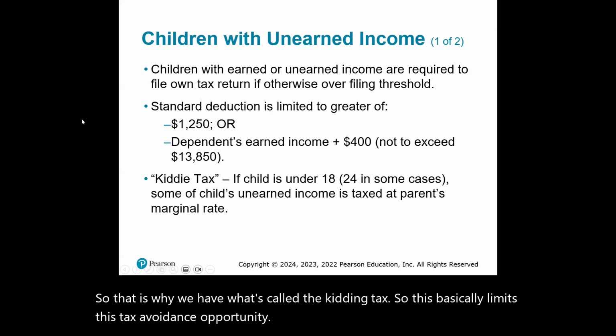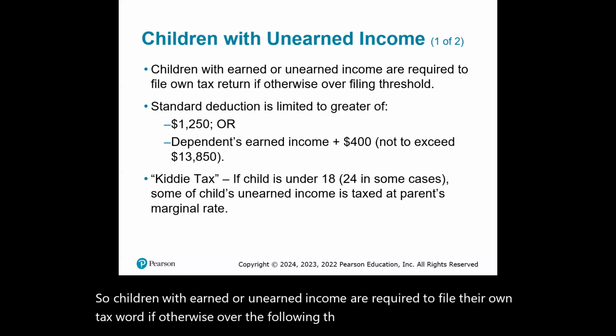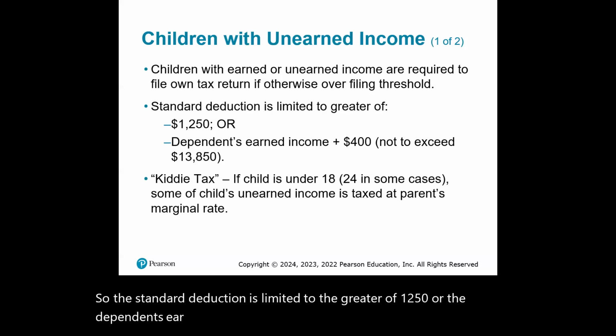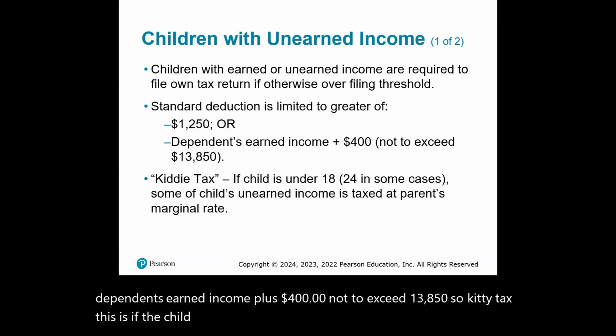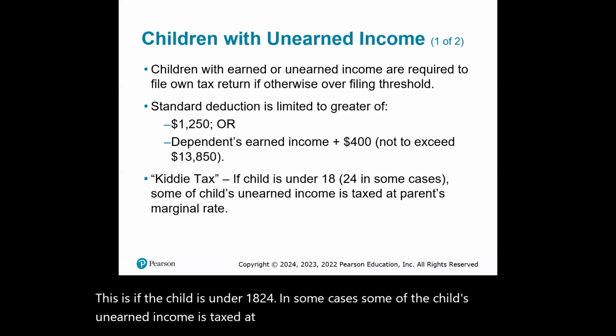So children with earned or unearned income are required to file their own tax return if otherwise over the filing threshold. The standard deduction is limited to the greater of $1,250 or the dependent's earned income plus $400, not to exceed $13,850. So kiddie tax, this is if the child is under 18, 24 in some cases. Some of the child's unearned income is taxed at the parent's marginal tax rate.